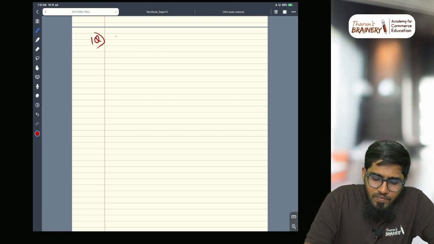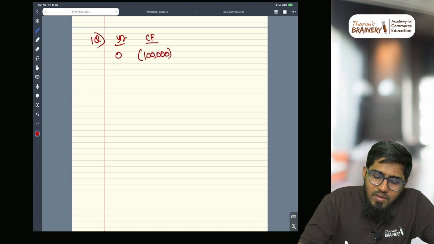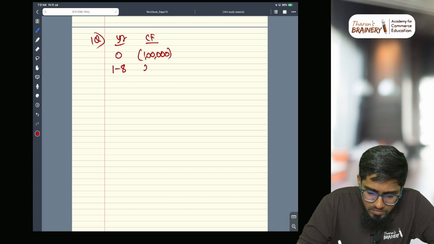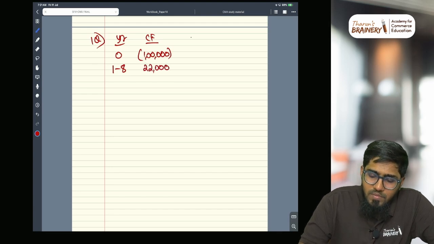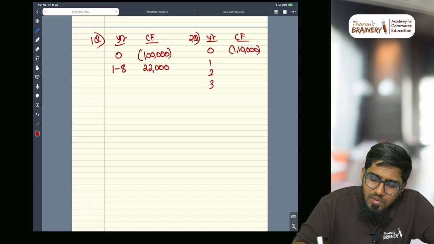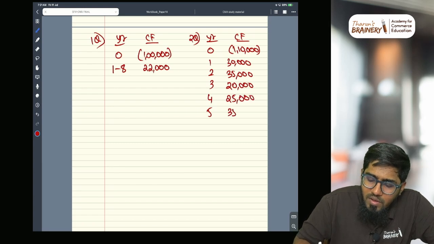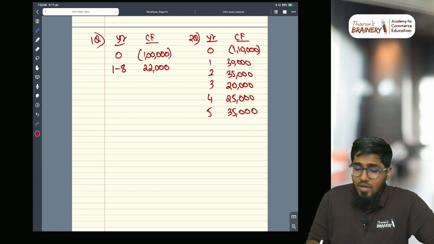First question, year end cash flow. 0th year, 1 lakh. 1 to 8 years, 22,000. Second question, year end cash flow. 0th year, 1,10,000. Then 30, 35, 20, 25, and then 35.